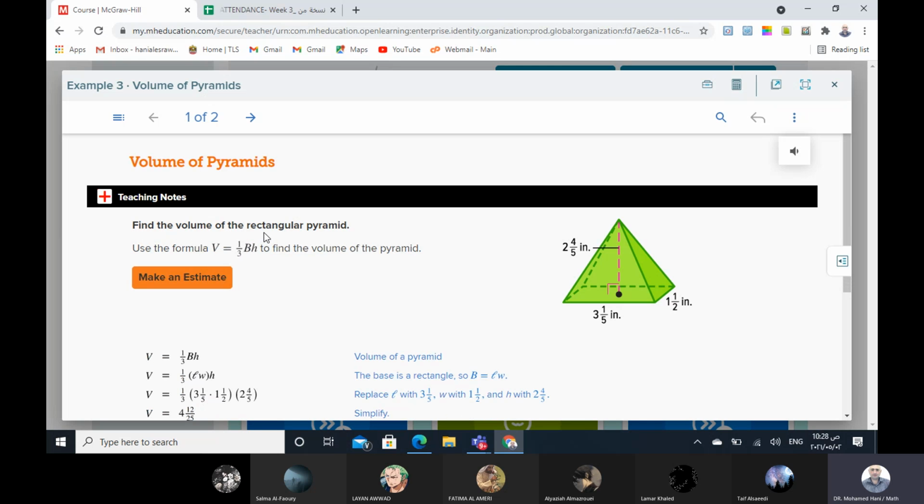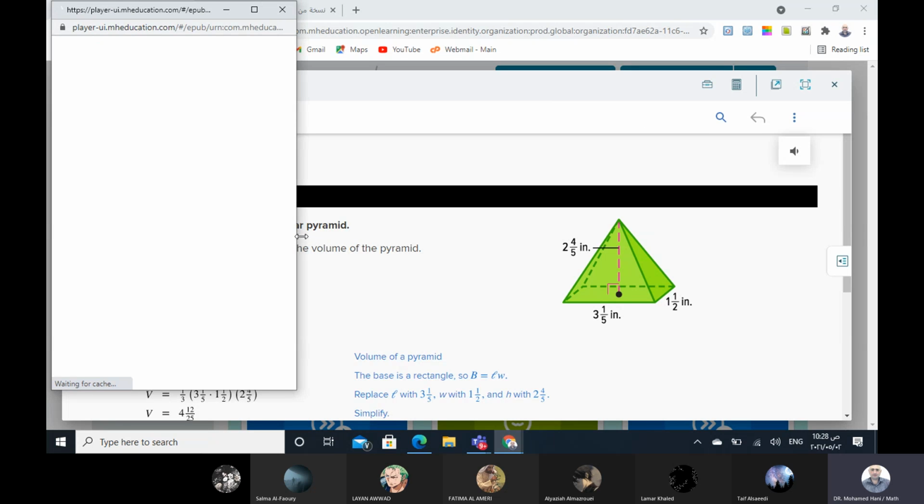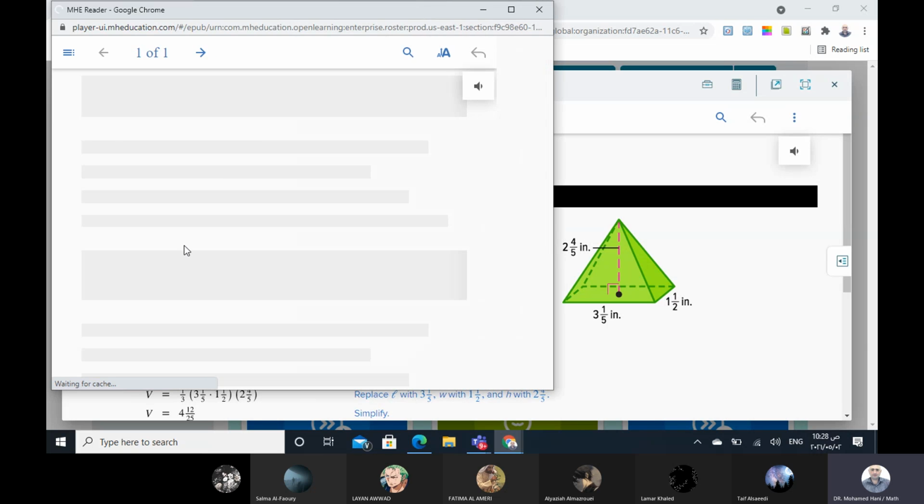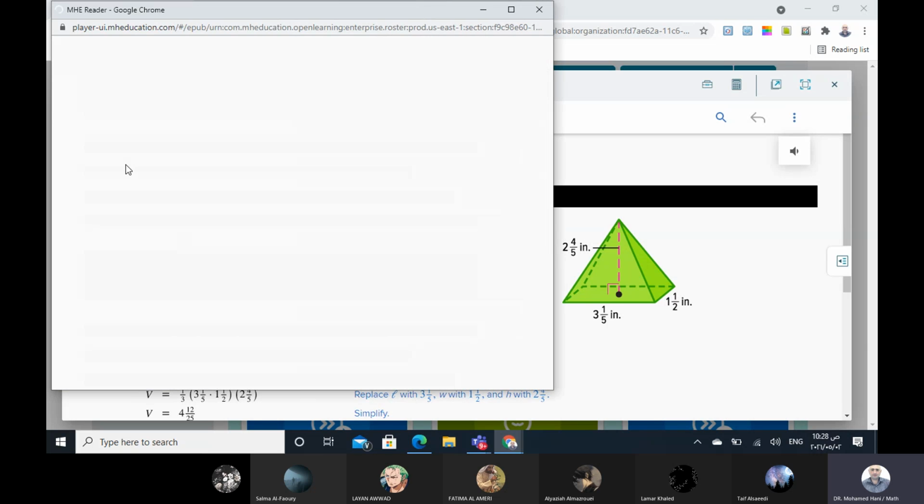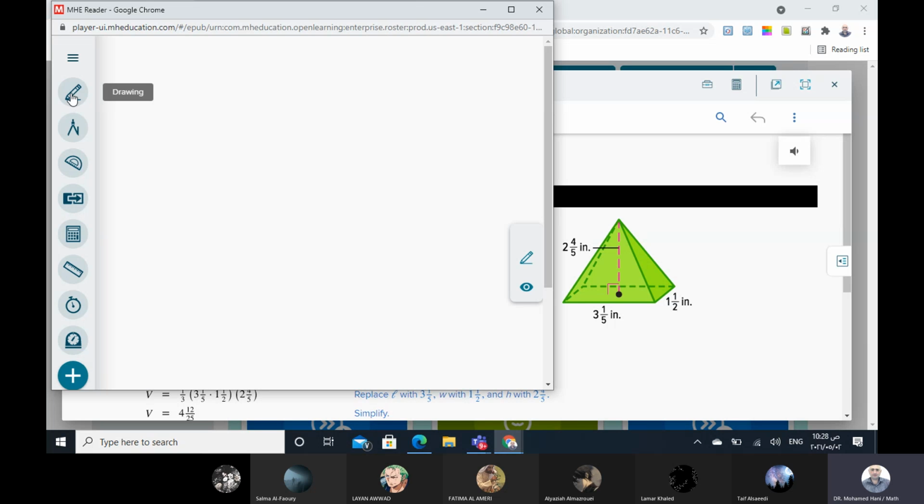Find the volume of the rectangular pyramid. Rectangular pyramid means the base will be a rectangle. So the name here will be rectangular pyramid. Right. The first step, write the formula. V equals 1/3 multiplied by the base of the pyramid multiplied by the height of the pyramid.